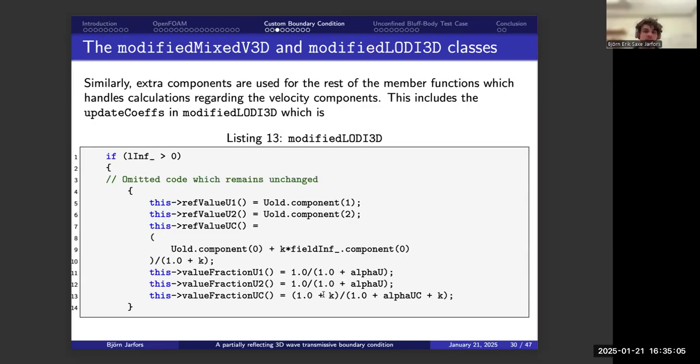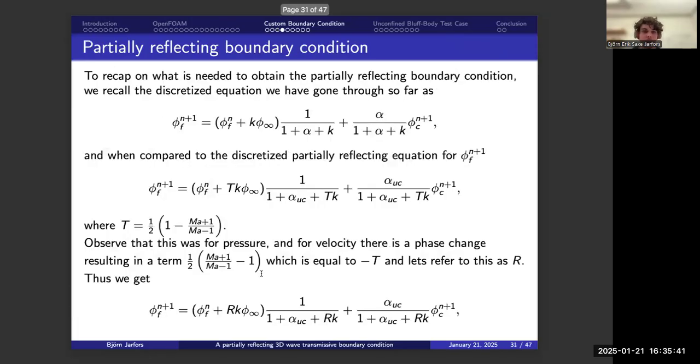Similarly, an extra component is used in the rest of the member functions regarding velocity computations. So if you remember here, it was where we checked the linf, so if we're actually using the boundary condition or not. And then it updated the k here and so on. And then here it starts to calculate all of these different contributions. So now we have 3 of them instead of 2 each.